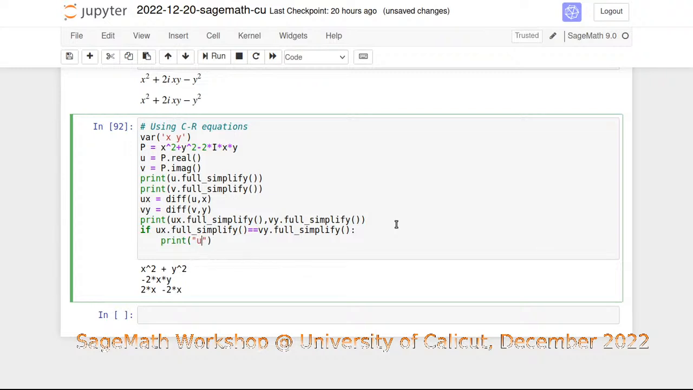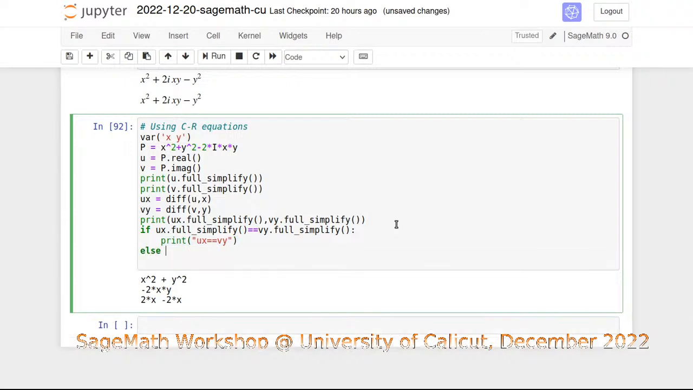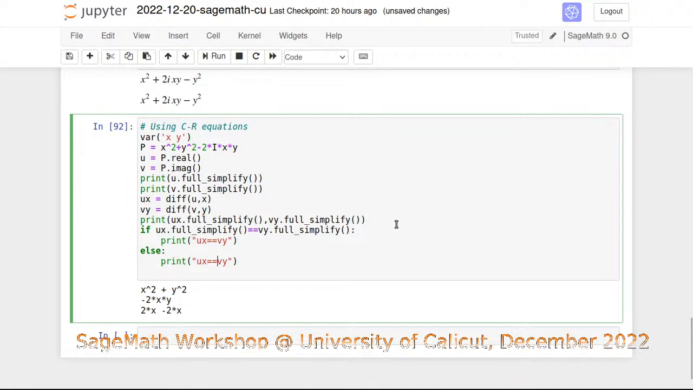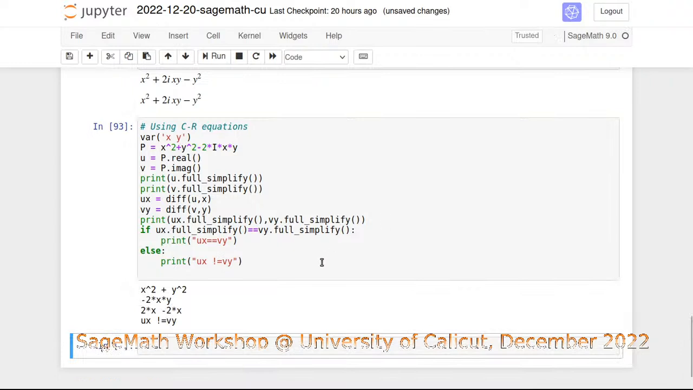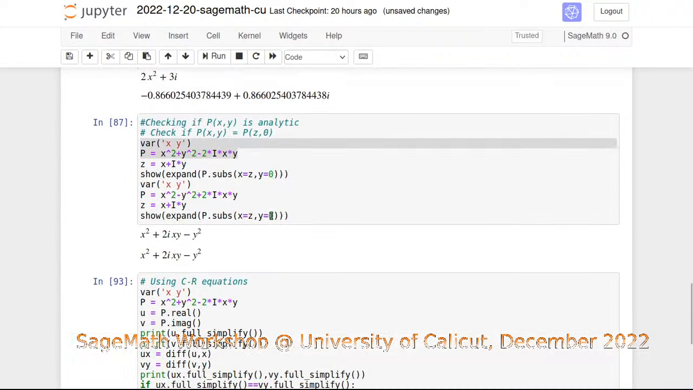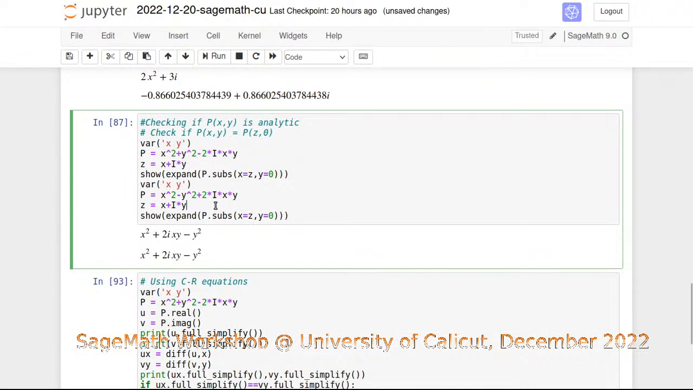Ux equal to Vy. Else, Ux not equal to Vy is what's printed. Now same way we can find Uy and minus Vx as well. Let us use the other example.